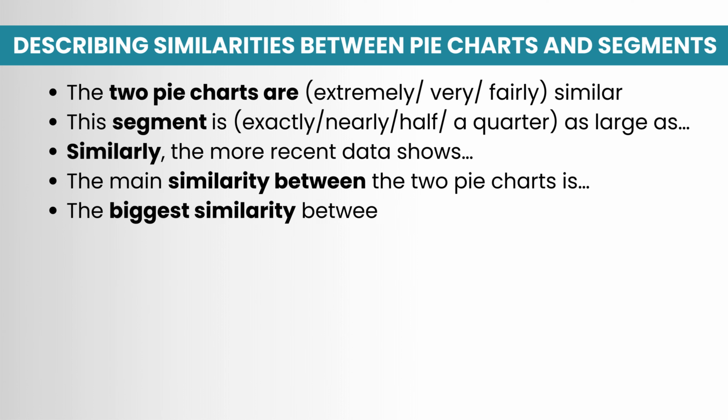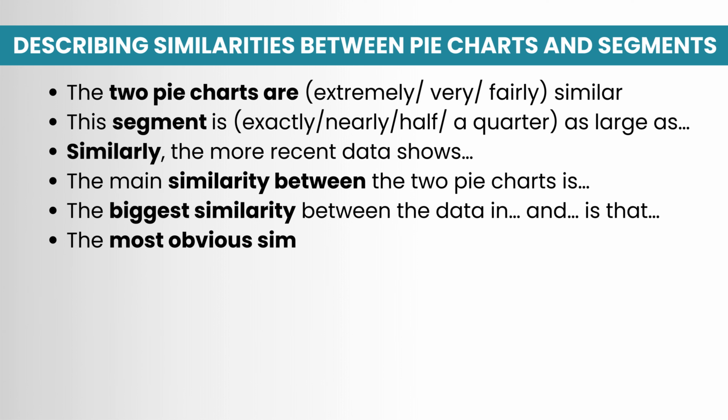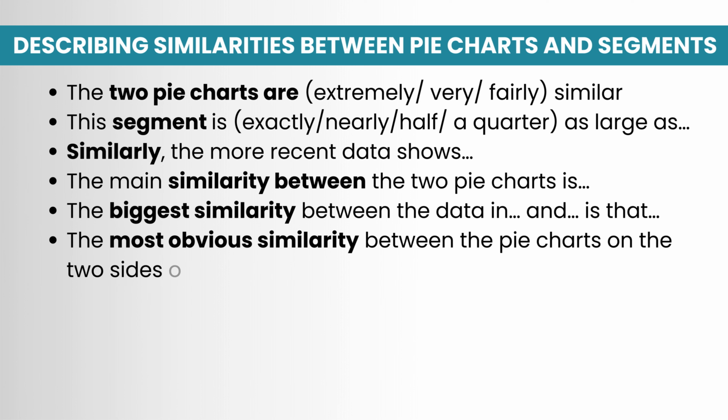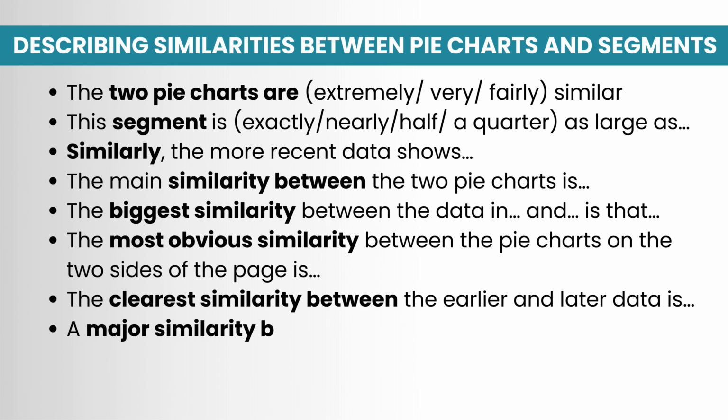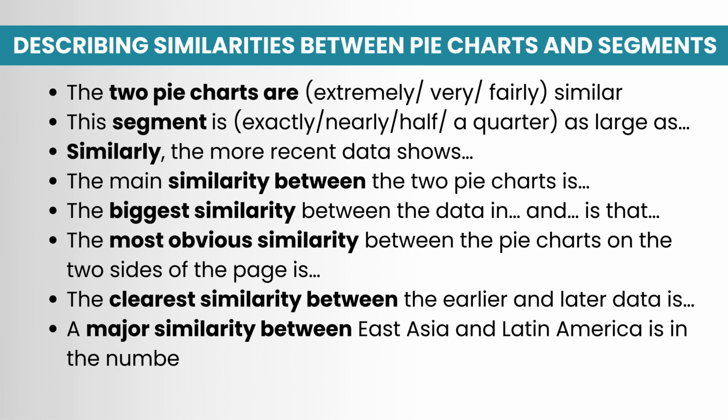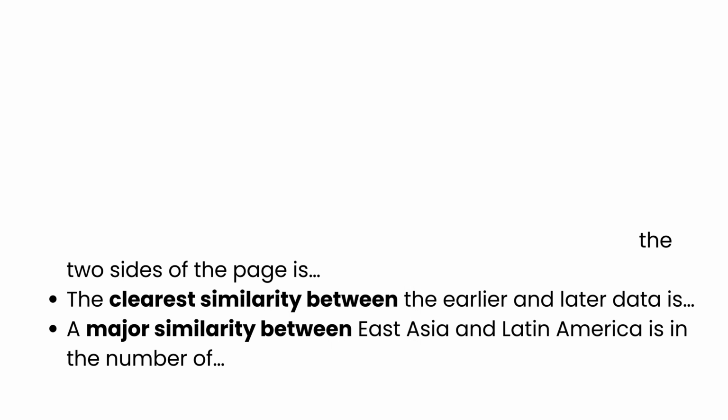The main similarity between the two pie charts is, the biggest similarity between the data in and is that. The most obvious similarity between the pie charts on the two sides of the page is. The clearest similarity between the earlier and later data is. A major similarity between East Asia and Latin America is in the number of.